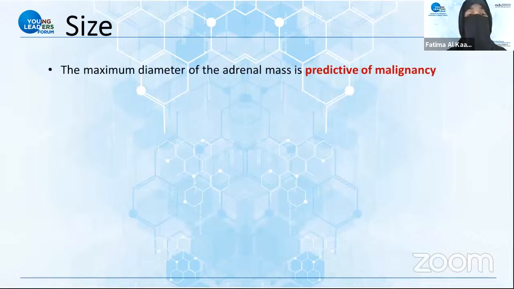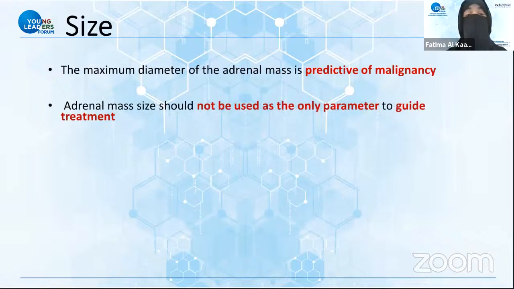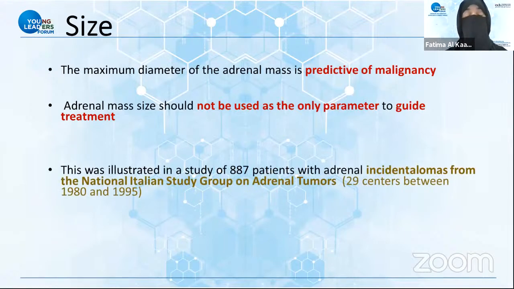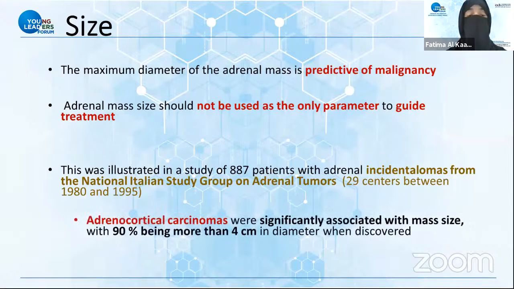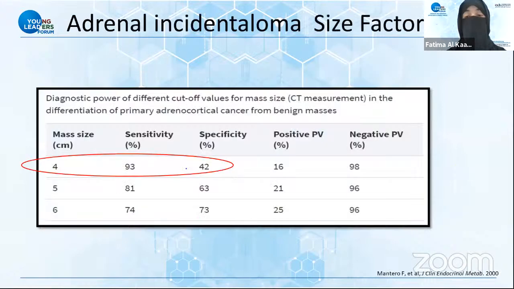Moving to the size, the maximum diameter of adrenal mass is a predictor of malignancy. Adrenal mass size should not be used as the only parameter to guide our treatment. This is illustrated in a study published by the National Italian Study Group of Adrenal Tumor. The data was collected from 29 centers between 1980 and 1995, and they show that adrenal cortical carcinoma is significantly associated with mass size, with 90% being more than 4 centimeters in diameter when discovered.